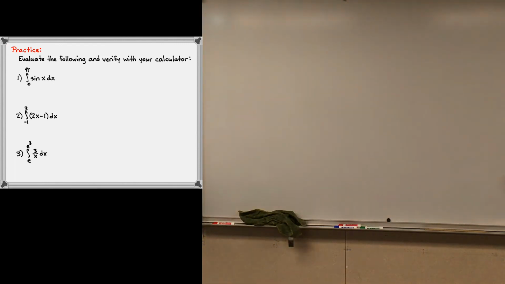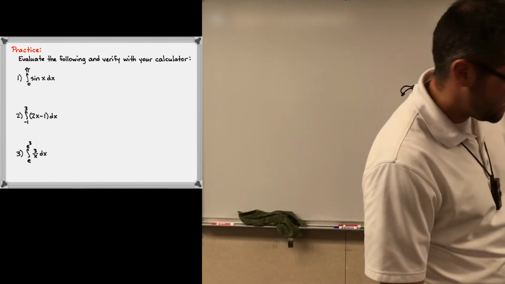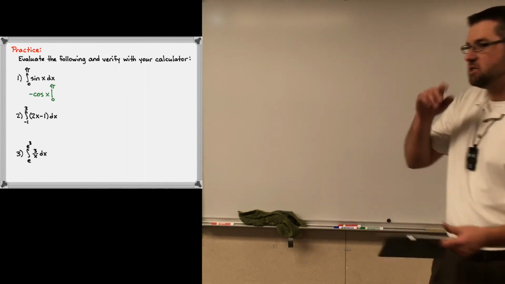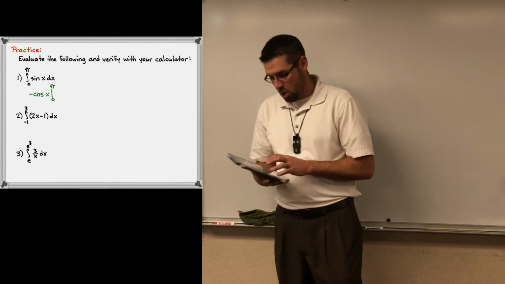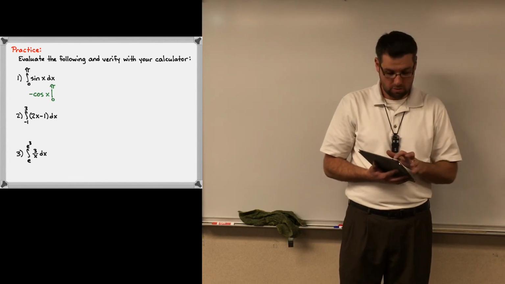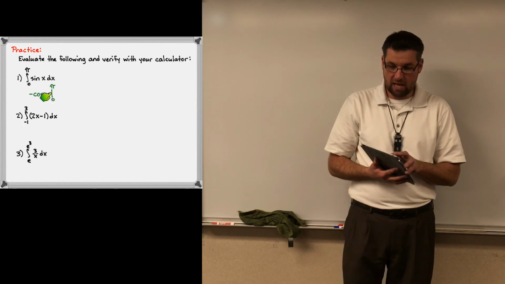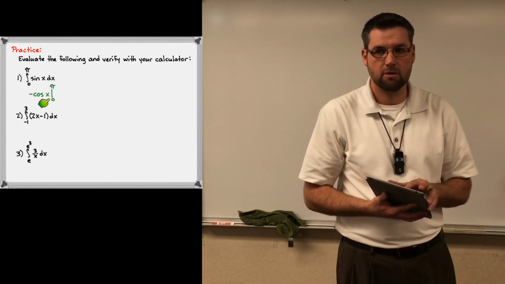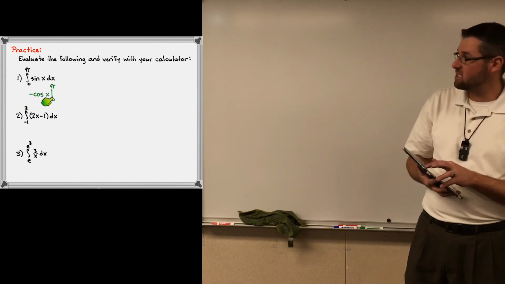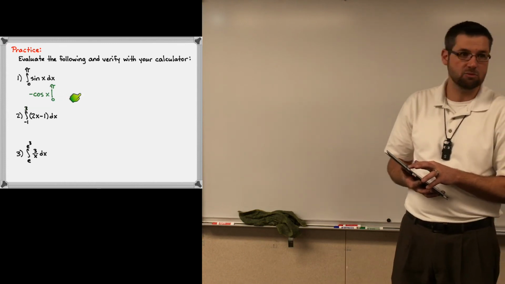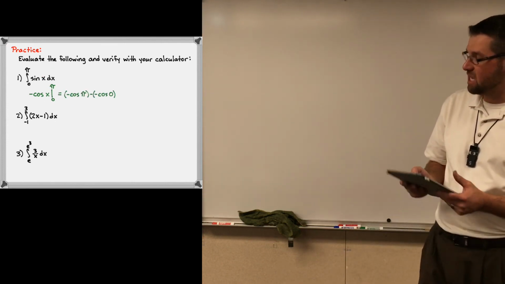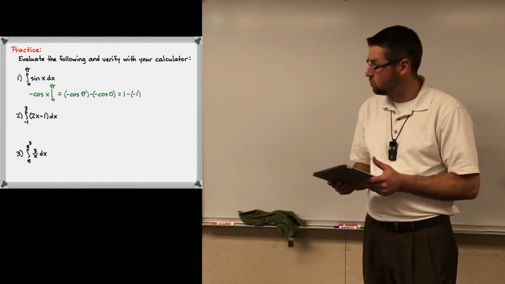What did you get for the first one? 2. Because what's the antiderivative of sine? Negative cosine. Notice this notation. This is an important notation. After you take the antiderivative, you plug in the upper and lower bounds. What does this little line mean? You've seen it in your calculator. It means evaluate. So this notation means negative cosine of x evaluated at pi and 0, and then subtract. Get used to that notation. So that means negative cosine of pi minus negative cosine of 0, and that should have been 2.